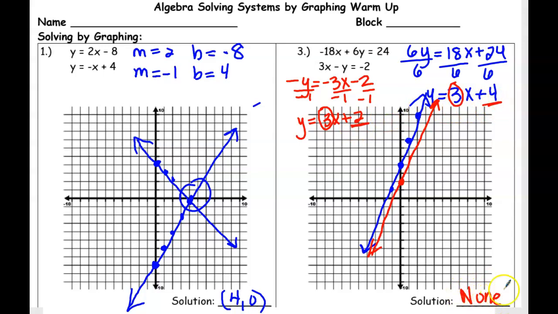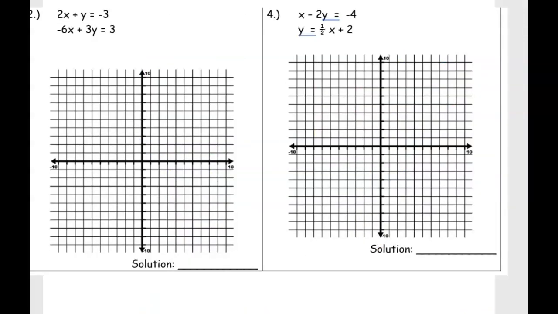All right. Number 2 here, 2x plus y equals -3. I'm going to put it in slope-intercept form. y is equal to -2x minus 3. And then when I graph it, my slope is -2, down 2 over 1, it's going to look like this.